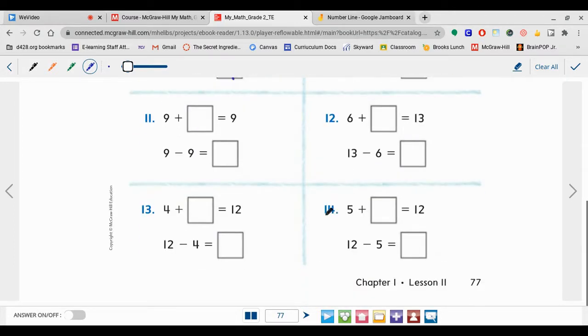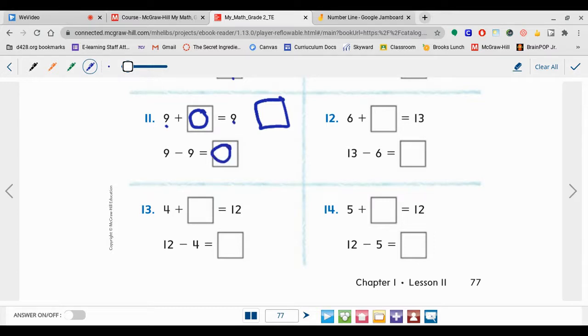All right, got a few more left. 9 plus something equals 9. So I'm going to start with 9. When I get to 9, I will stop. So I've got 9. Oh, wait a second. Did I have to add anything to this? No, it's the same, which means I didn't put any dots in there. So I'm going to put a 0 here, which means then that 9 minus 9 equals 0.